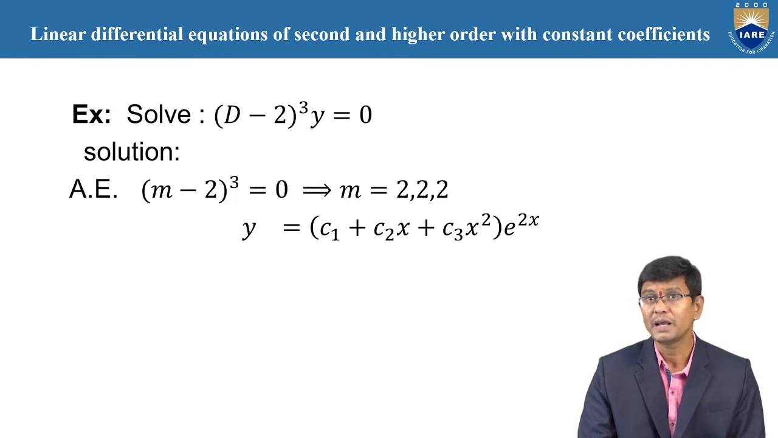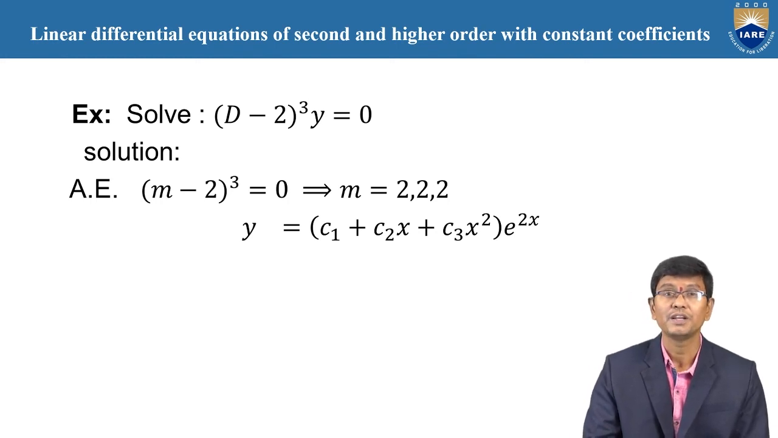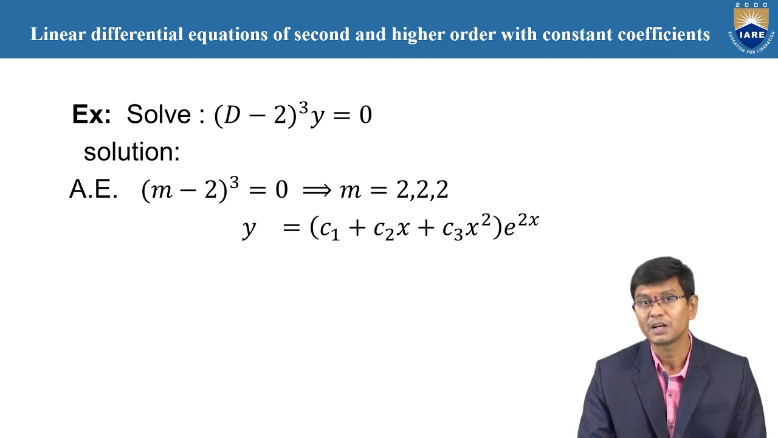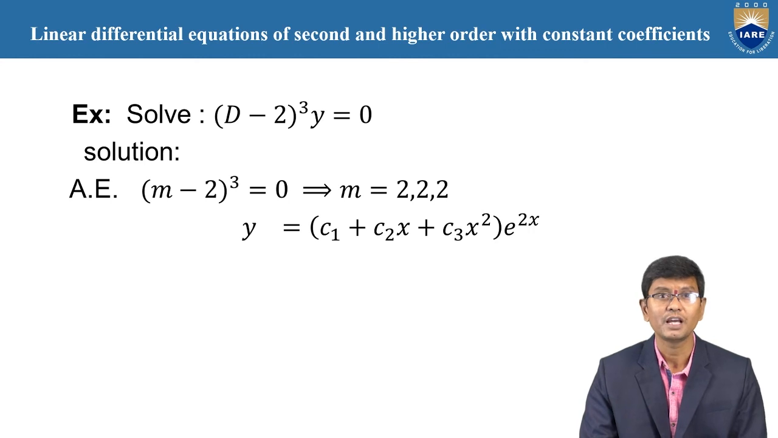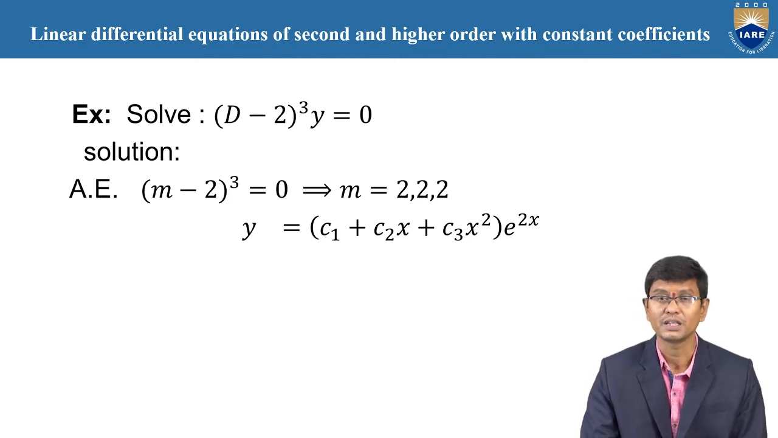Next, solve (D minus 2) whole cube into y is equal to 0. Here, when we observe this problem, the order of the differential equation is 3 because of (D minus 2) whole cube. Therefore, we need to write the auxiliary equation. The auxiliary equation is, by replacement of D is equal to m, (m minus 2) whole cube is equal to 0. Therefore, clearly the roots of the equation are m is equal to 2, 2, 2. Here, the 2 is repeated 3 times. Therefore, according to that formula, (c1 plus c2x plus c3x square) into e power of 2x is the solution.